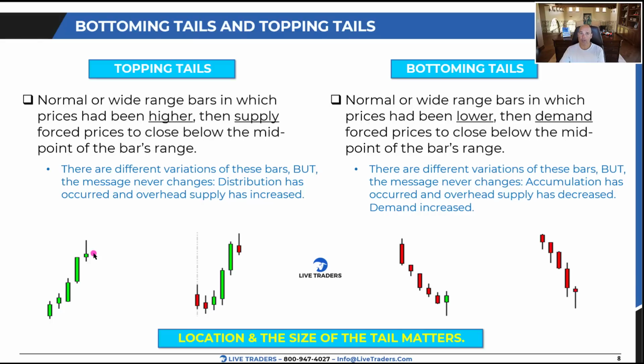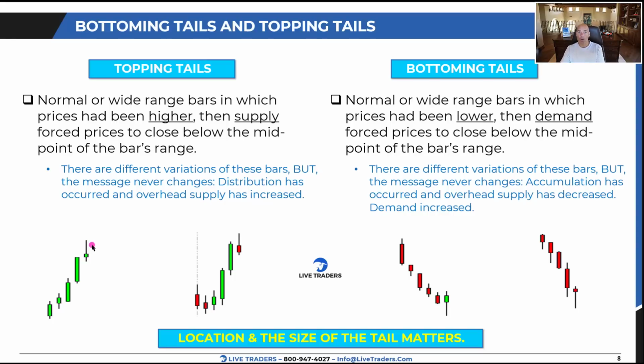And the reason there is significance, because it says it down here in yellow, location and the size of the tail matters. You cannot just look at a tail, right? You have to look at the location. Where is it happening? How did it get there? For example, we're looking at how it got here. Green, green, green, green. Well, that's 4 green bars, 2 of which were wide range green bars, and then a big topping tail.